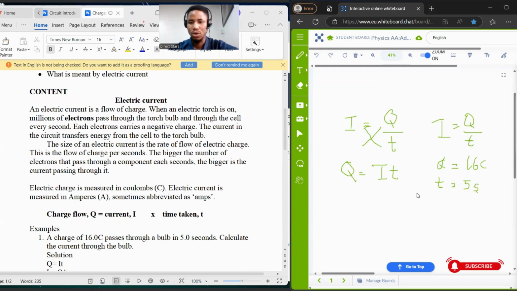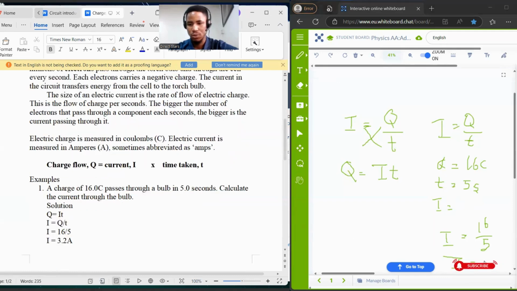Now we want to calculate I, which is the current. So I equals Q over T. Our Q here is 16, over 5. So I equals 16 over 5, which is 3.2. So we have 3.2 amperes.